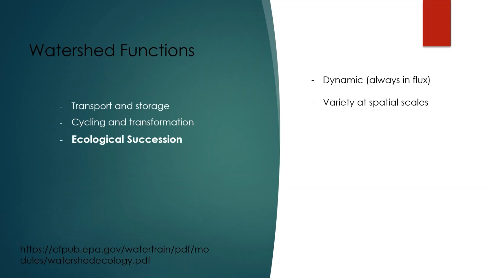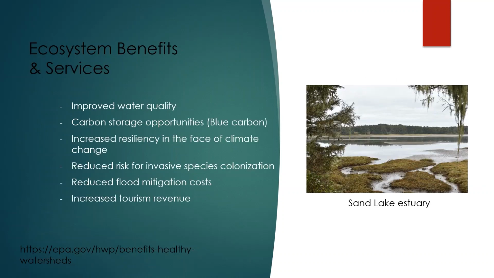And another thing is that within a watershed, there's a variety at spatial scales. So within, say, Neskowin watershed, there could be an old growth forest, there could be a timber plot, there could be some meadows, there could be houses. There's going to be a lot of variety within that one watershed. So we call that a variety at spatial scales. Again, check out that EPA website. That'll give you a ton more information.